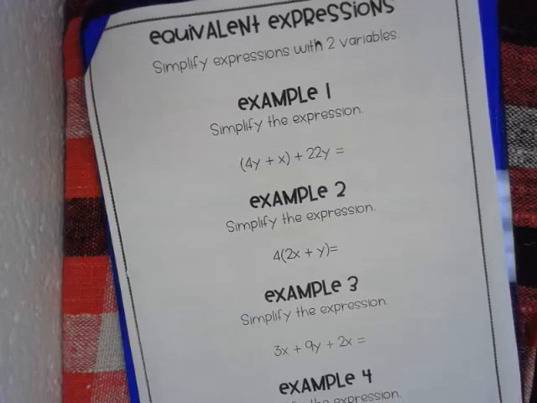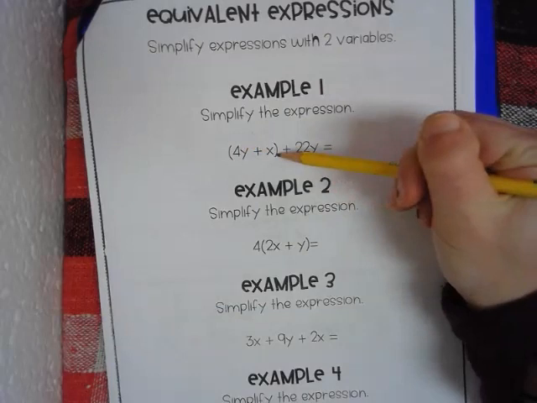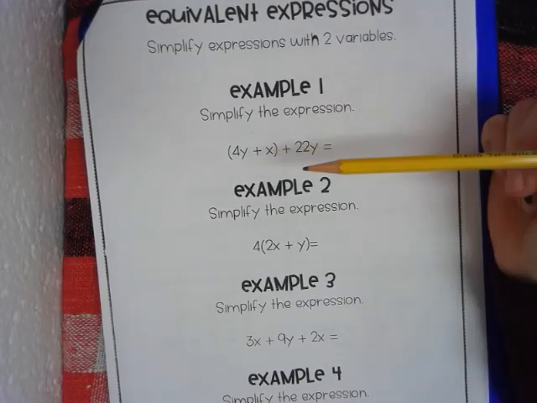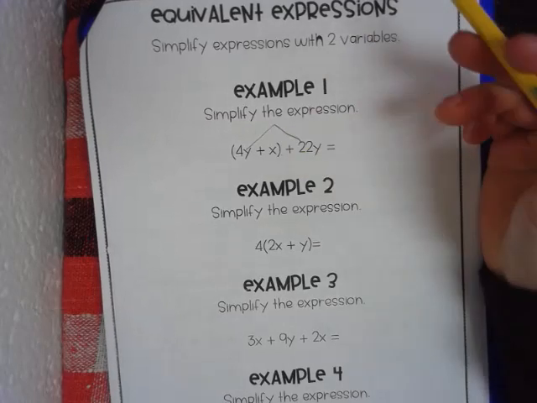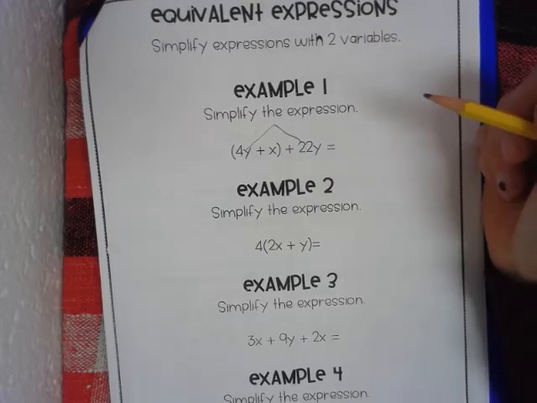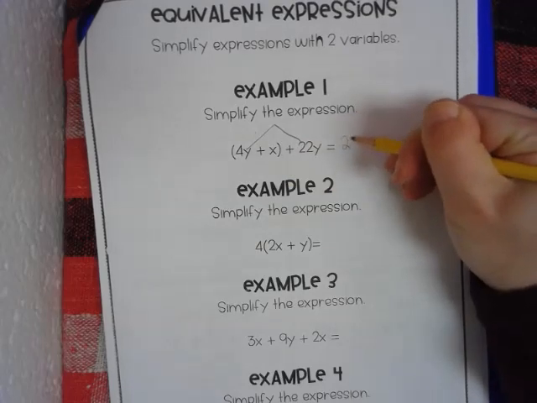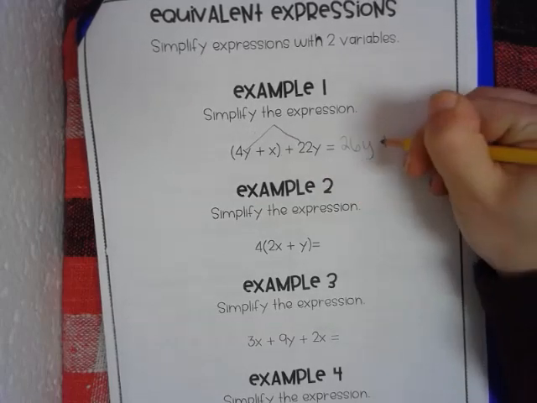Alright, now we're going to work with expressions that have 2 variables in it. So if I have 4y plus x plus 22y, okay, I know you're supposed to do parentheses first, which you always should, and I am going to, but I can't combine the 4y and the x because the y and the x are different variables, so I cannot combine those. But what I can combine is the 4y plus the 22y, because they both contain that y. So 22 plus 4, we get 26y, and then I still have that x, so 26y plus x.